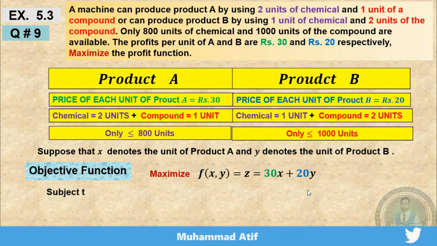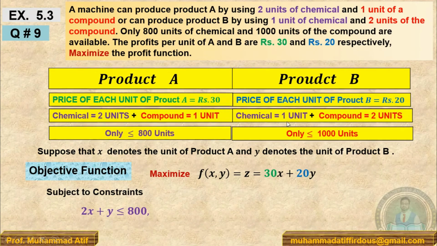So subject to constraint, just follow the purple color. 2x, 2 units of chemical, 1 unit of product B, 2 units from product A, 1 unit from product B, and you can use a maximum of 800 units. So your constraint is 2x plus y is less than or equal to 800, and what about the compound? x plus 2y is less than or equal to 1000. Simple, is it? And x is greater than or equal to 0 and y is greater than or equal to 0. Got it? Okay.